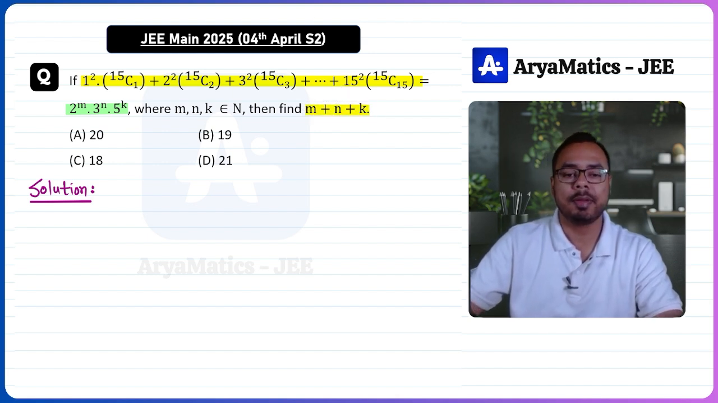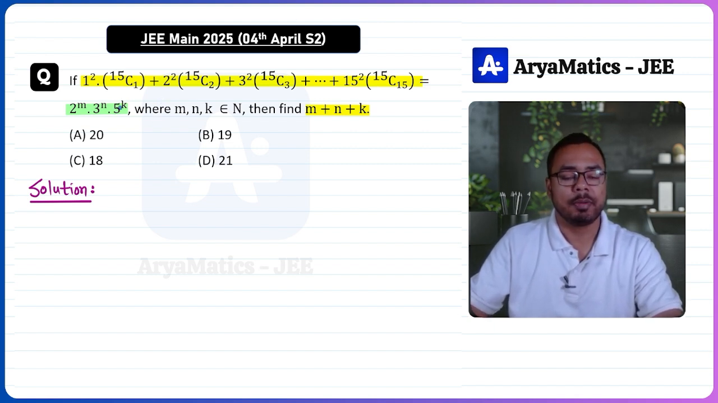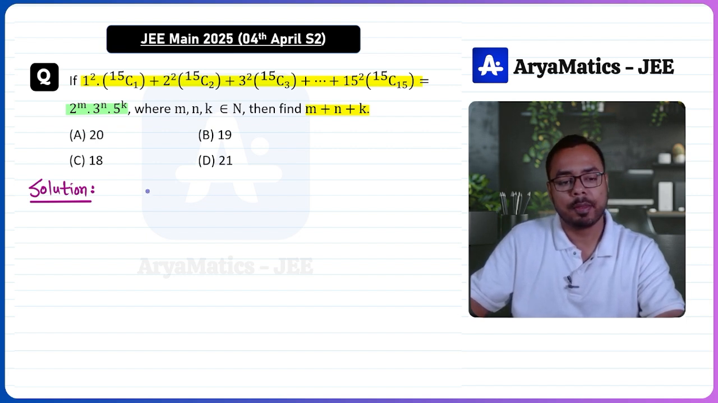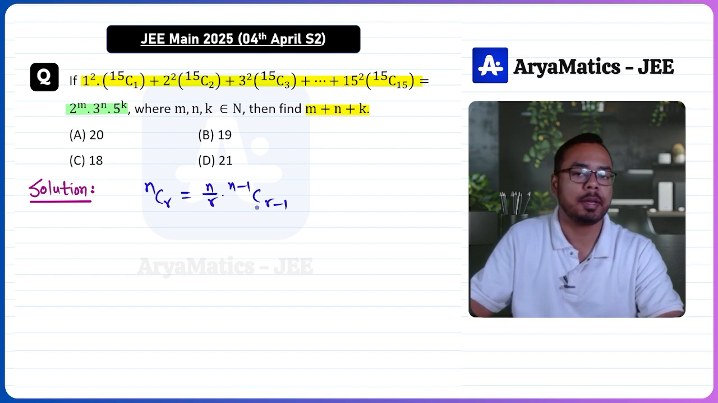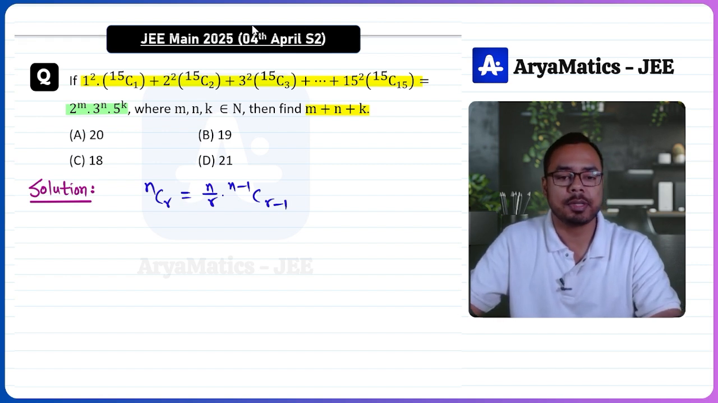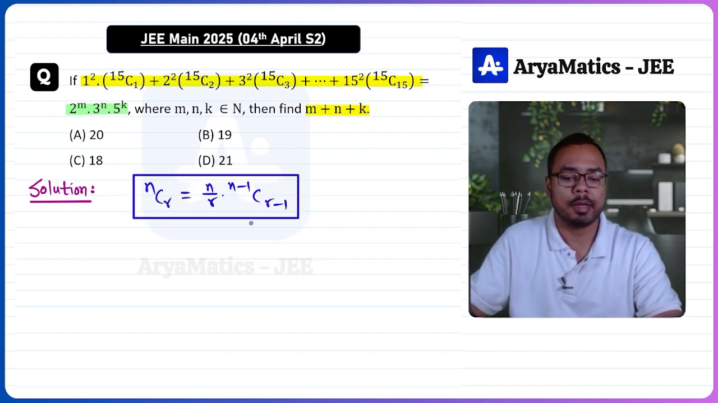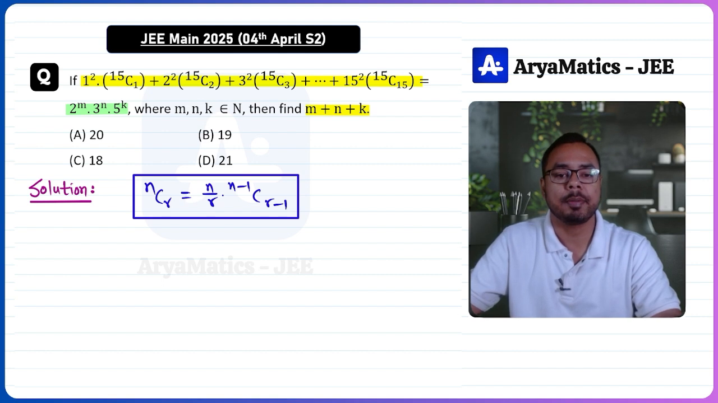Now, there are multiple ways of solving such type of problems. Before we attempt this problem, there is one important formula that you should know. nCr, this you can write as n by r multiplied by n minus 1 C r minus 1. We'll solve this problem using sigma notation, so for that, we need this formula: nCr is n by r and then n minus 1 C r minus 1.